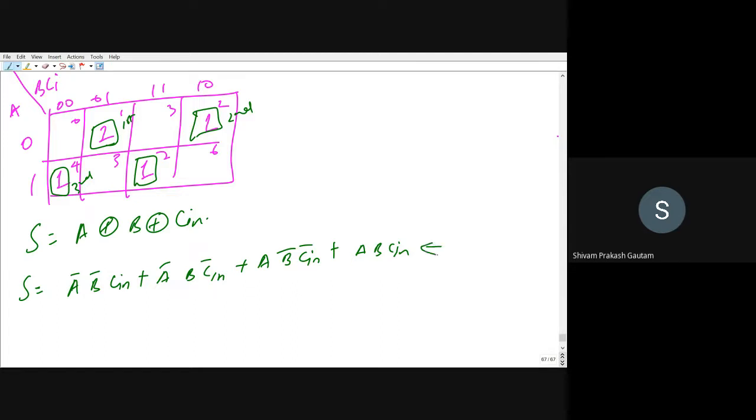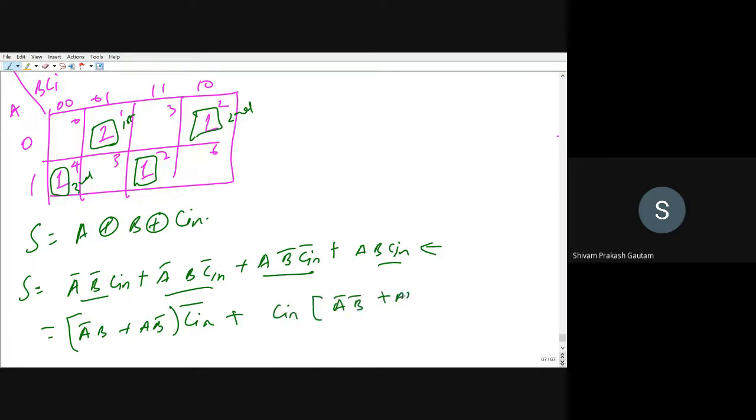This expression is clear? Yes, sir. Okay. So I can take C in bar common from this and this. If I take C in bar common, this will be A bar B plus AB bar. And this will be C in bar plus, again, C in common from this and this. So C in common, this will be A bar B bar plus AB.